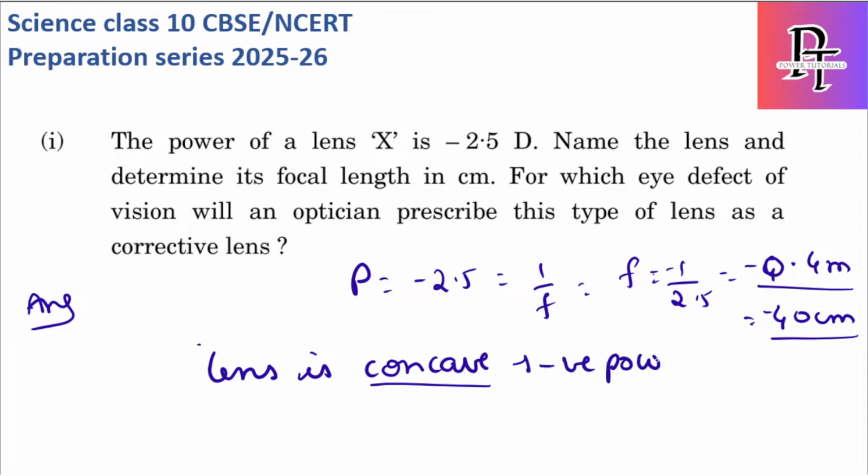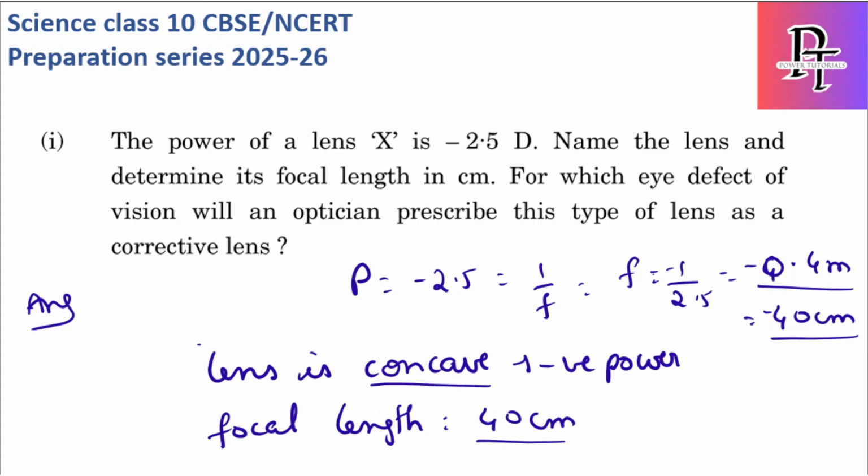So what is focal length? Focal length we already found. Focal length is nothing but 1 by P. 1 by P we just found, 1 by 2.5, which is 0.4, but we want in terms of centimeters, so it is 40 centimeters. For which eye defect of vision, the optician prescribed this type of lens as a corrective lens?